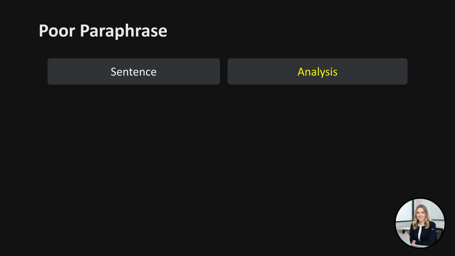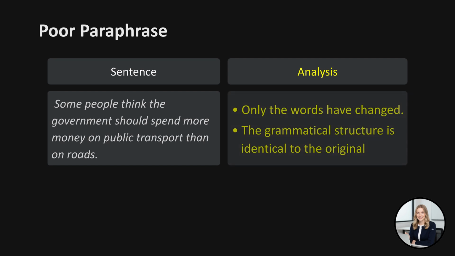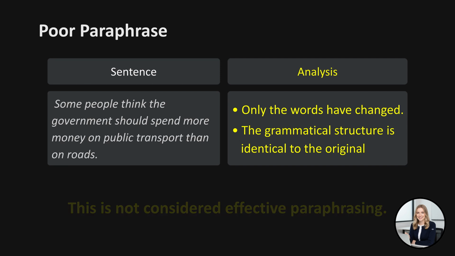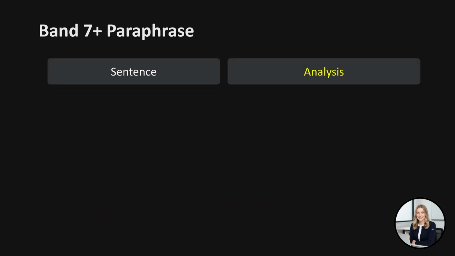Now, let's look at a poor example. Some people think the government should spend more money on public transport than on roads. If we analyze this sentence, we can see that only words have changed and the grammatical structure is identical to the original. This is not considered effective paraphrasing. And here is an effective example.